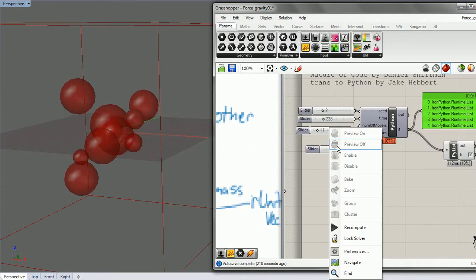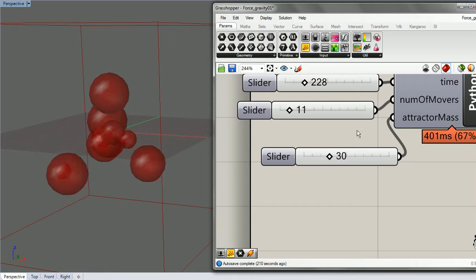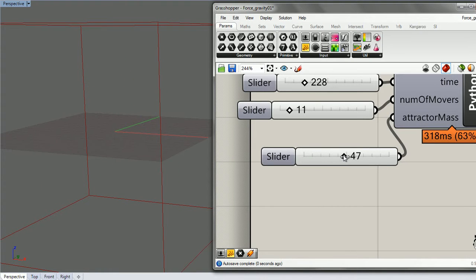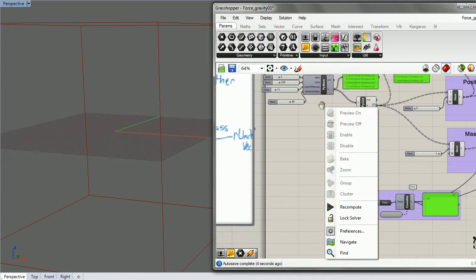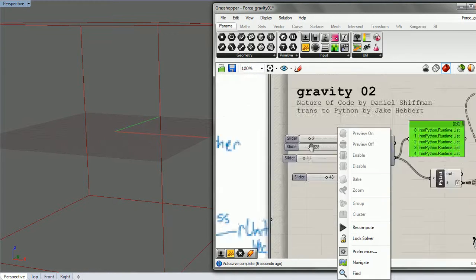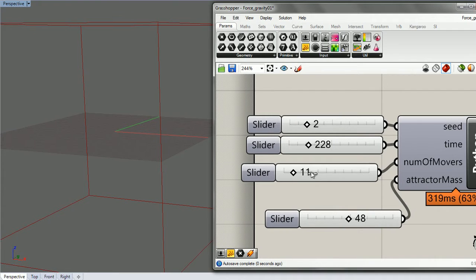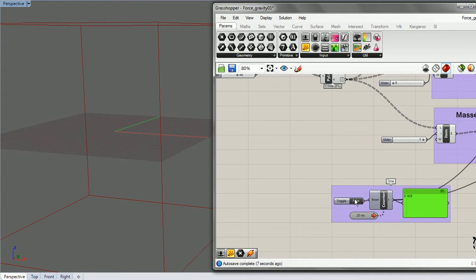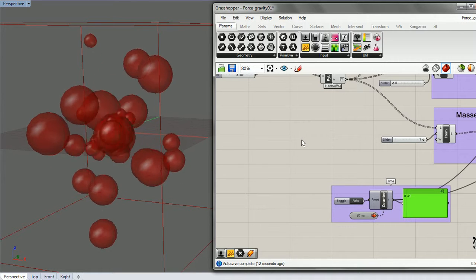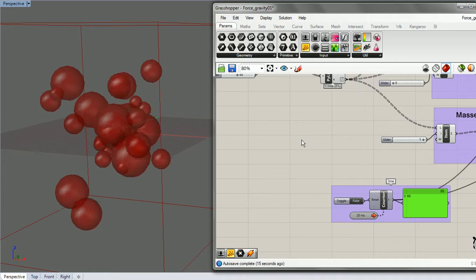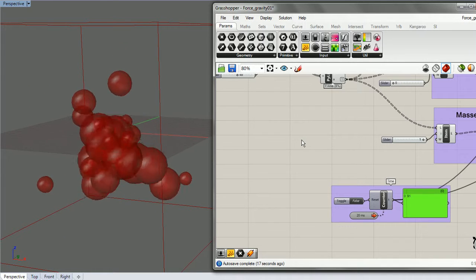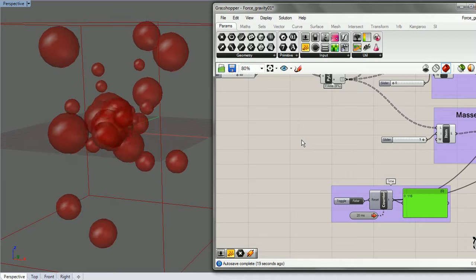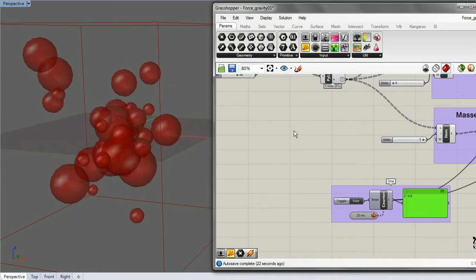And now we can play around with the attractor mass. Let's bump it up, and you'll notice we're going to have to start it over. Let's bump up the number of movers as well. 36, 40, that's a lot. Let's see what it looks like. Yeah, so we have a more exciting little chunk of code there.